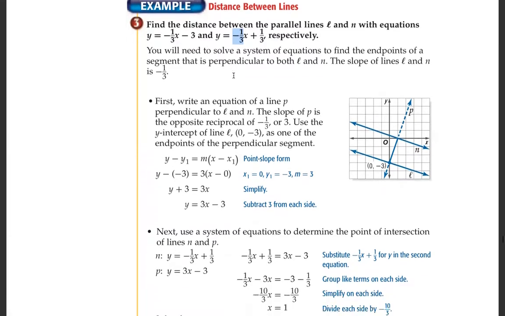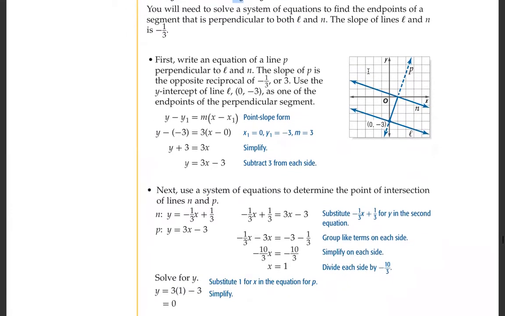Now, there is a graph over here that will serve as our guide. This is the graph of line L. This is the graph of line N. First, we need to write an equation of line P. We need to make an equation for this third line P that is perpendicular to both lines. So it's perpendicular to L and N.